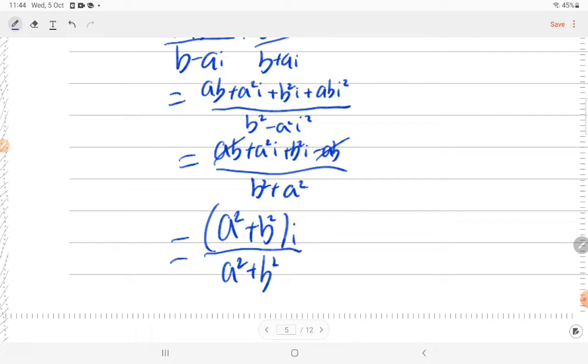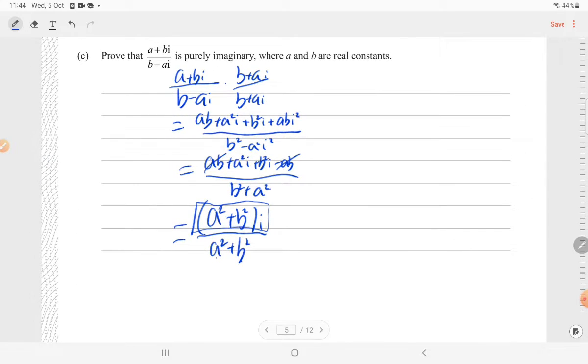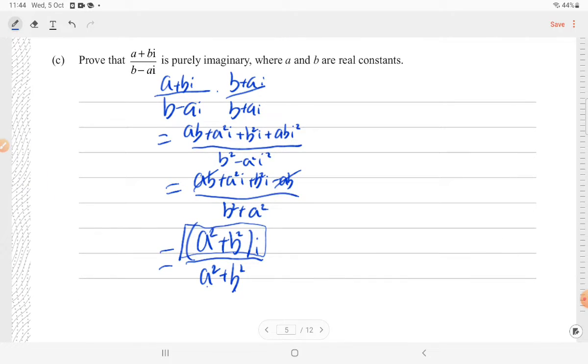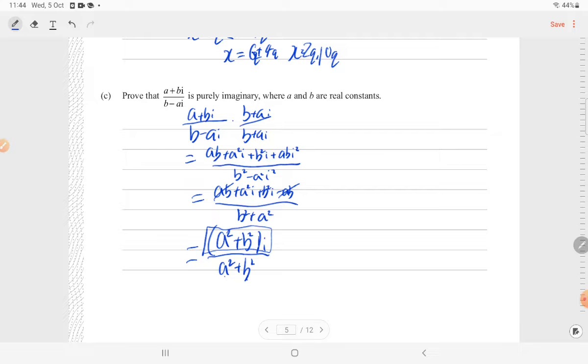Since a and b are real constants, a squared plus b squared will just be a real number, but the denominator doesn't really matter since the numerator is a purely imaginary number. Dividing a purely imaginary number by a constant will keep it an imaginary number. So (a squared plus b squared) times i is purely imaginary.